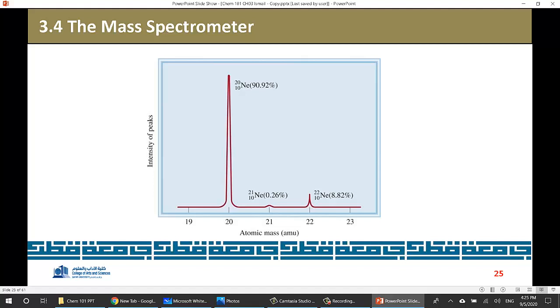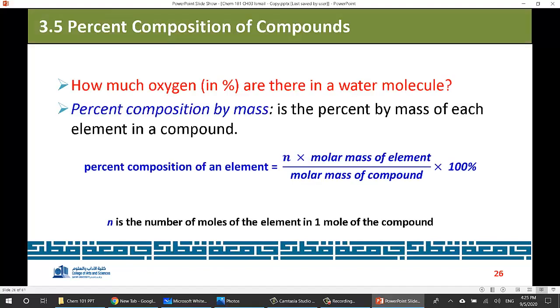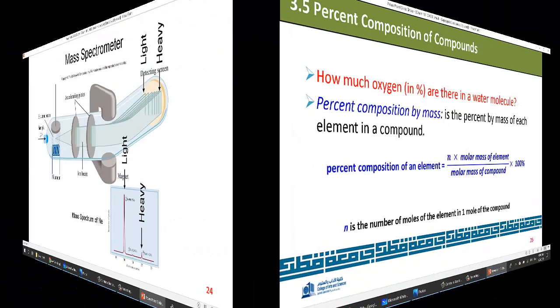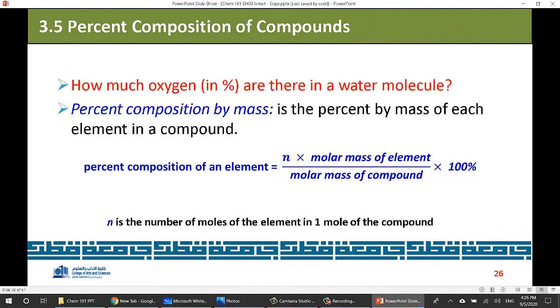So from this, you can tell that neon is composed of more than one isotope. It's not only neon-20. And you can do some calculations here. You can multiply the percentage times the mass of each isotope, add them together, and you will get the average mass of neon. And finally, in this lecture, we're going to introduce something called the percent composition, or the mass percent.